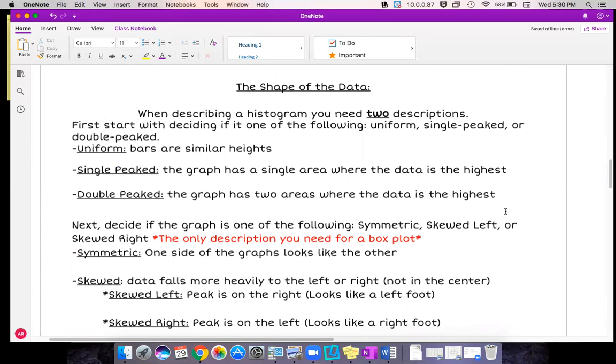First, you're going to start with deciding if it is one of the following. It's either uniform, single-peaked, or double-peaked. Uniform means that the bars are similar height. They're all about the same height. Single peak is the graph has a single area where the data is the highest. In double peak, the graph has 2 areas where the data is the highest. So everything is going to have one of these in a histogram. So you decide one of these answers.